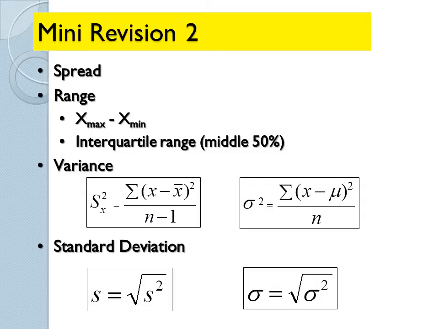For all we know, the rest of the scores could be just below the maximum, or maybe they're just above the minimum, or they could be clumped together around the mean. It's just not clear from the range, and that's one of the disadvantages of the range.